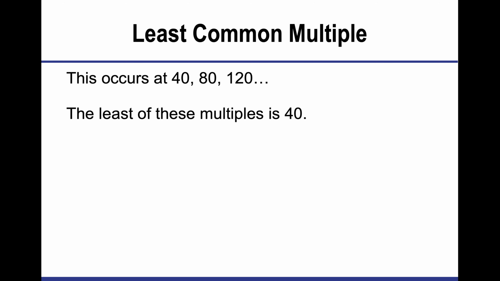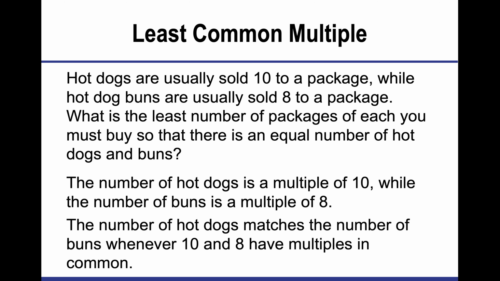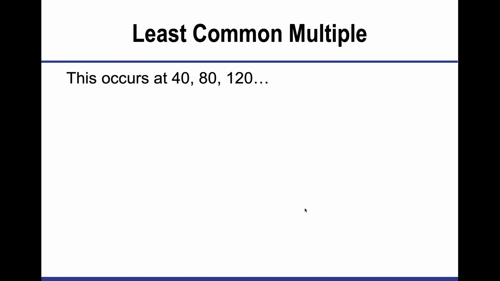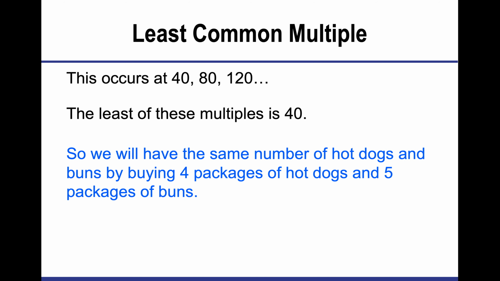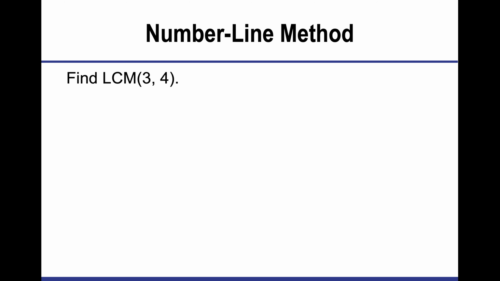So multiples of 10 or multiples of 40 would be 40, 80, 120. So I will have the same number of hot dogs and buns by buying 4 packages of hot dogs and 5 packages of buns because I'm going to have multiples of 10 and multiples of 8, and that's where they intersect, is at 40. So a least common multiple is the smallest multiple of two distinct numbers.